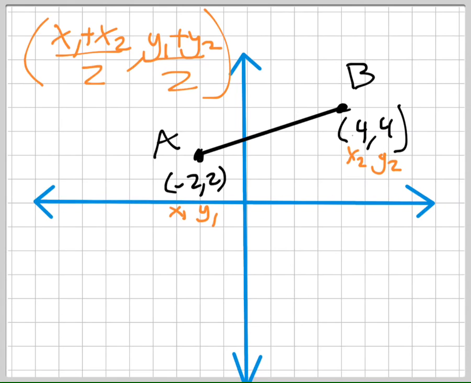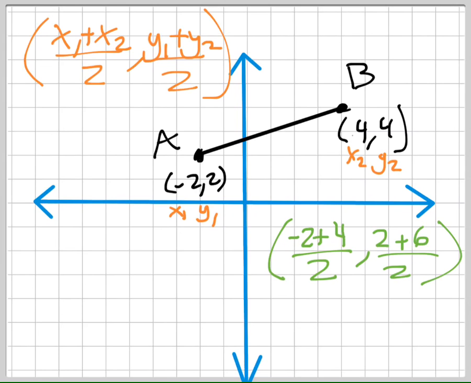So when we average the x's, we're going to take x1 plus x2, divide that by 2. We're going to take y1 plus y2, divide that by 2. -2 plus 4 is 2. 2 divided by 2 is 1. 2 plus 6 is 8. 8 divided by 2 is 4. So the exact midpoint between these two coordinates is at 1, 4.